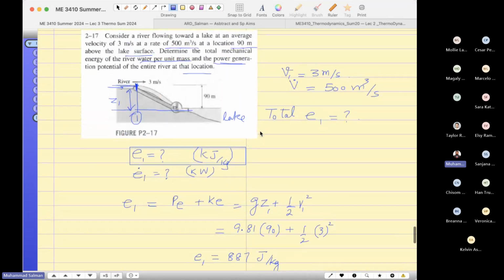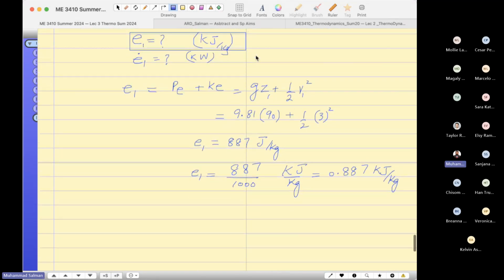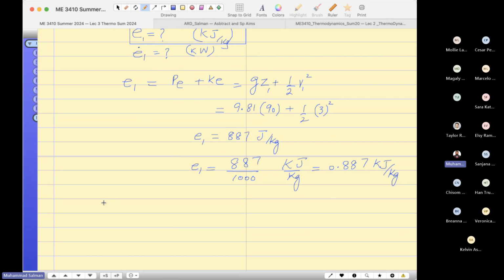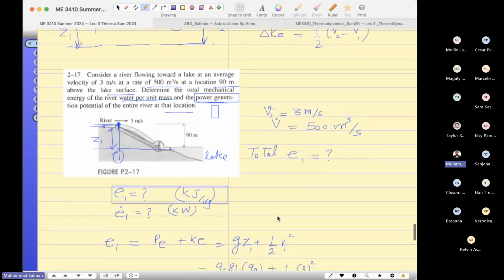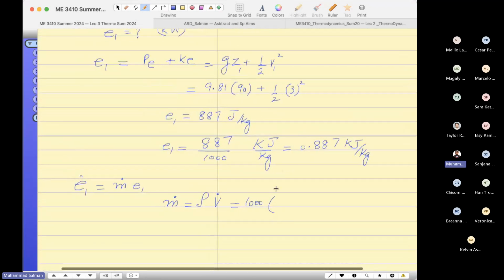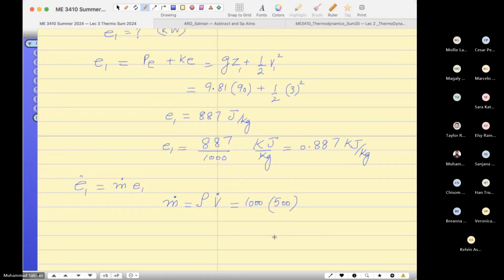Okay, let's go to the next part. You have to find the potential of the power generation when the river is flowing at that speed. We know that E1 dot equals mass flow rate times E1. And mass flow rate is equal to density times the volume flow rate. Density of water is 1,000 and the volume flow rate is given, which is 500. So the answer is 5 into 10 to the 5 kilograms per second.